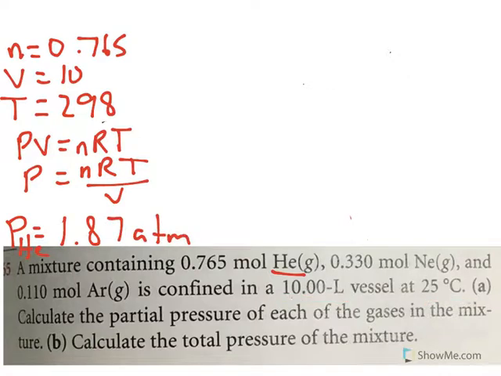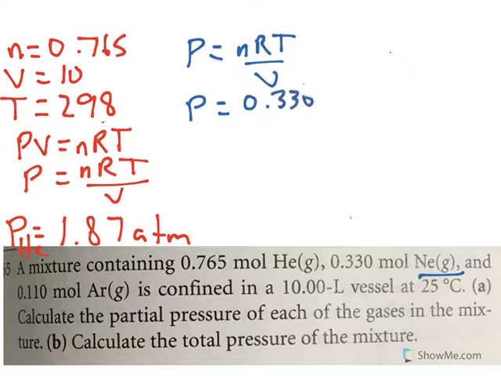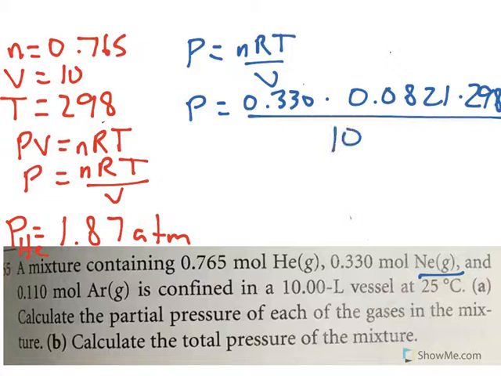Okay, so let's repeat. Now that we found the partial pressure of helium, let's find the partial pressure of neon. And again, it's going to be the same setup. P equals nRT over V. In this case, we have 0.33 mole of neon times R, which is 0.0821, times 298, because it's still at 25 degrees Celsius, and it's still in a 10-liter vessel. And you'll find that the pressure due to the neon, the partial pressure of neon, is 0.81 atmospheres.